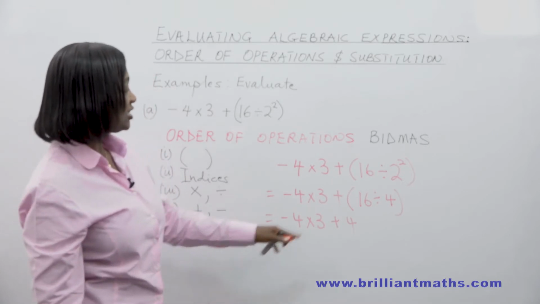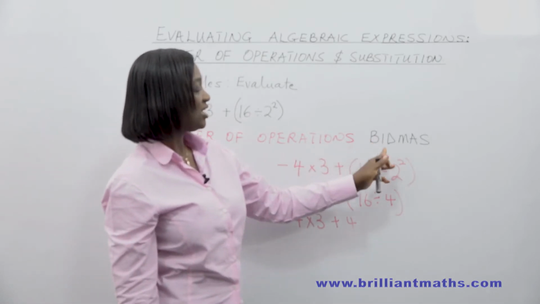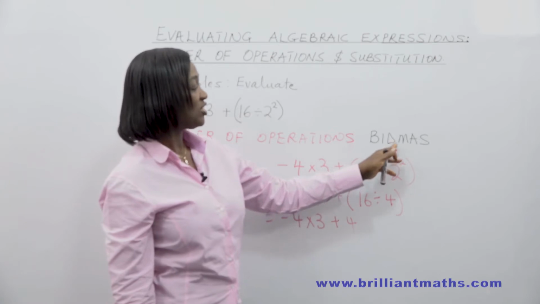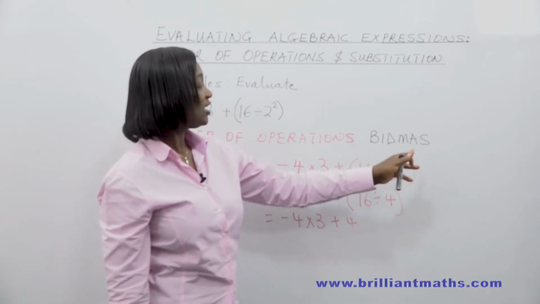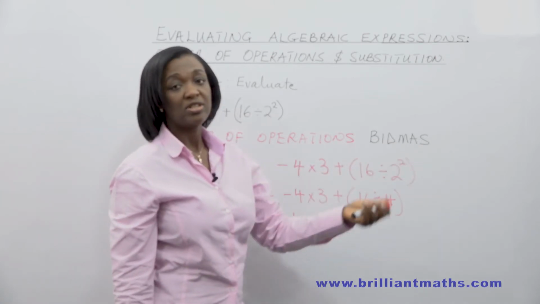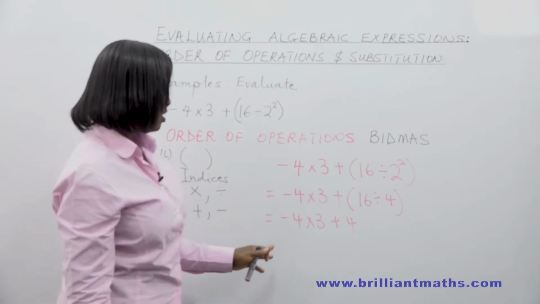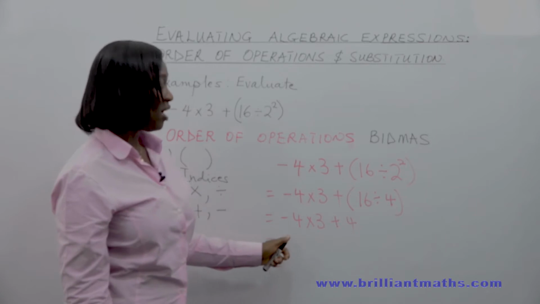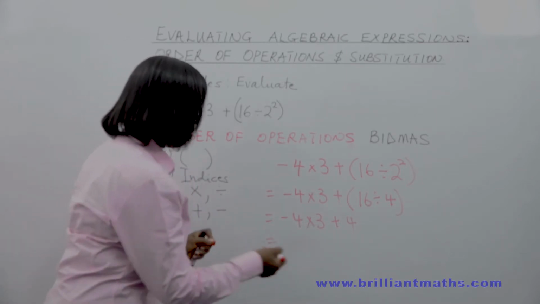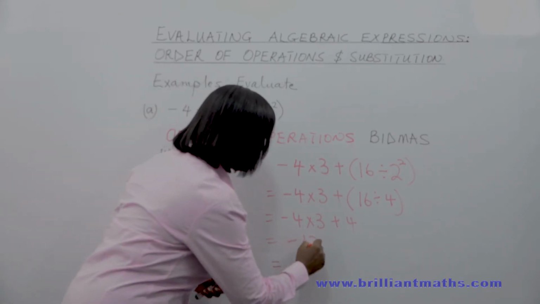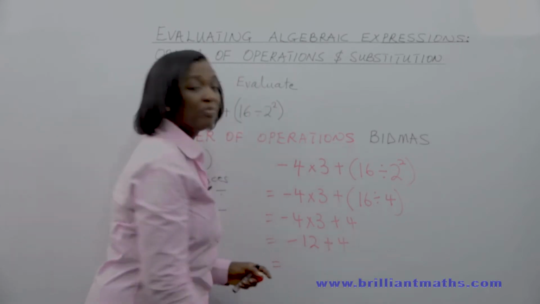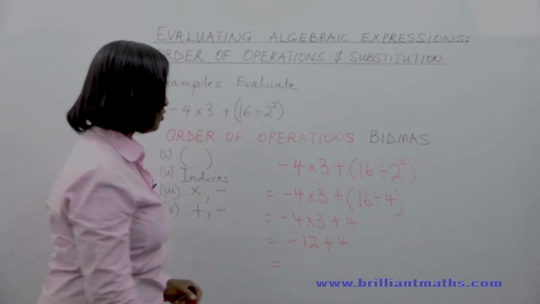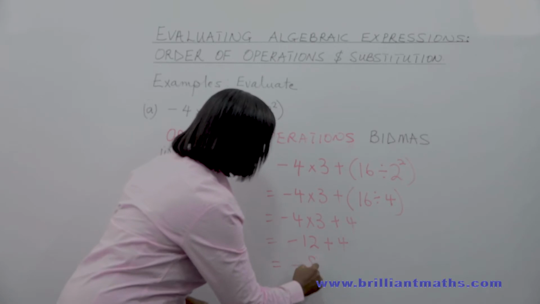Remember, the order is BIDMAS: bracket, indices, division and multiplication simultaneously, addition and subtraction simultaneously. Minus 4 times 3 is minus 12. So it becomes minus 12 plus 4. And minus 12 plus 4 is minus 8.